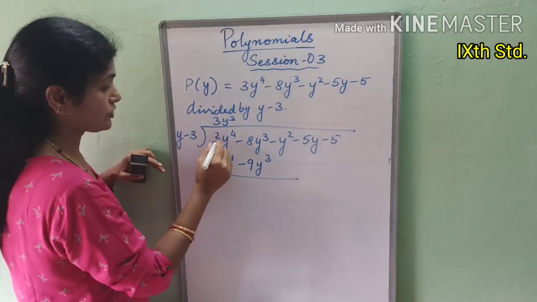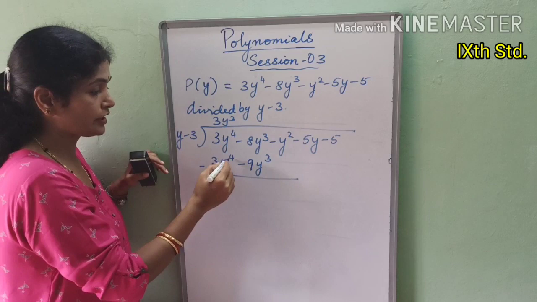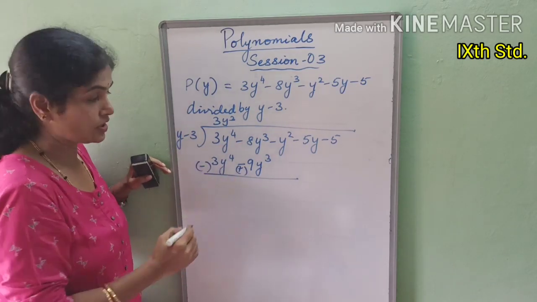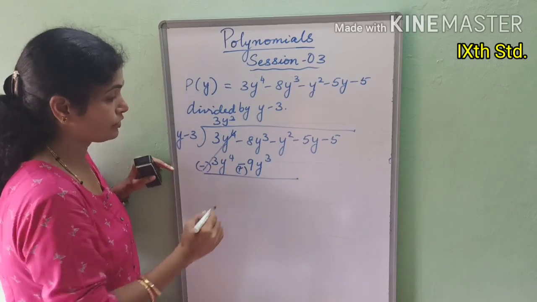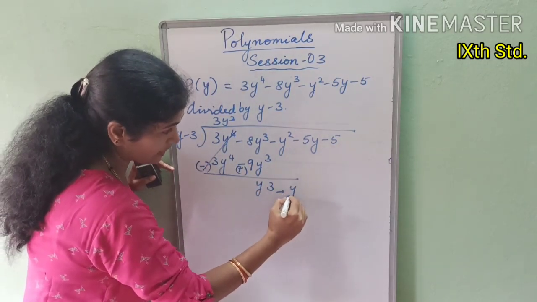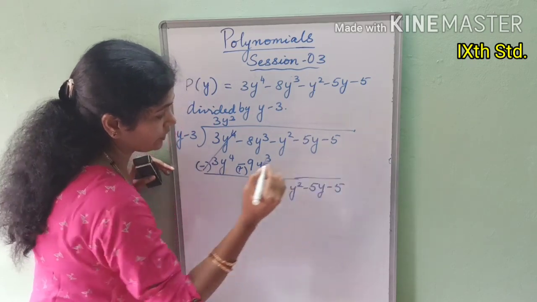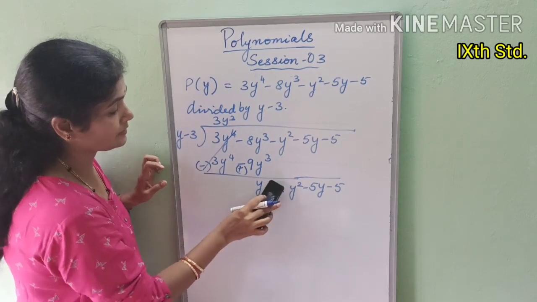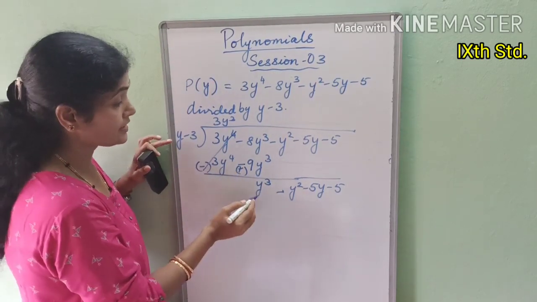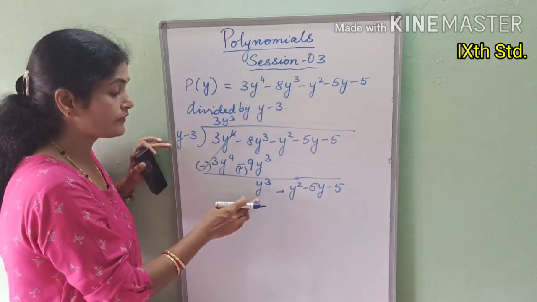Do the subtraction. Both of them are the same, 3y raised to 4 and 3y raised to 4. So when you subtract, the sign will change. So this becomes 0 here, and here it is y cube. The remaining terms bring down as they are. Now y cube it is, y cube.